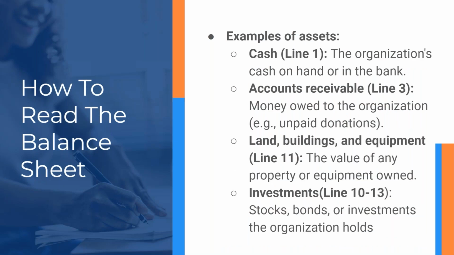Examples of assets could include cash, which is the organization's cash on hand or in the bank; accounts receivable, which is money owed to the organization, such as unpaid donations; land, buildings, and equipment, and the value of any property or equipment owned; or investments, including stocks, bonds, or investments the organization holds.